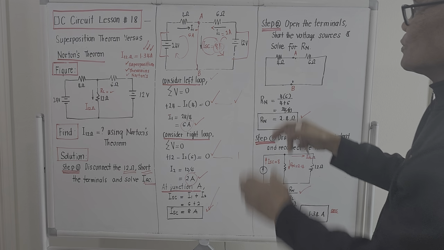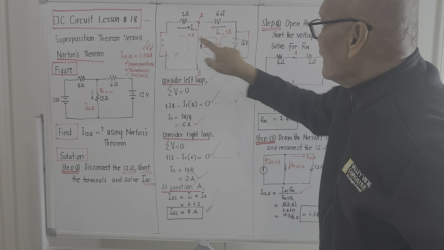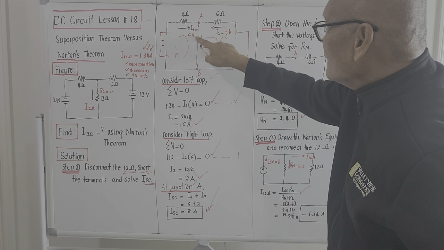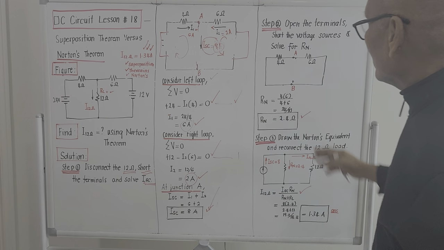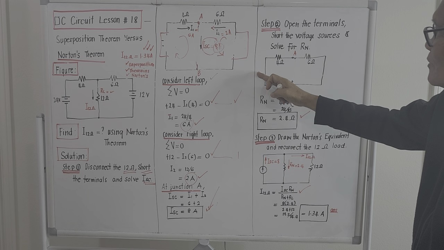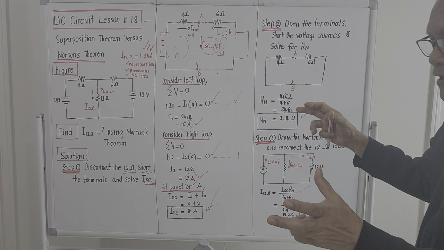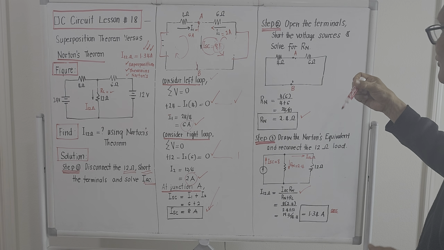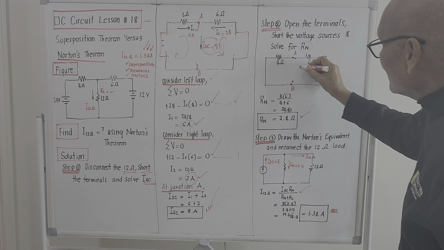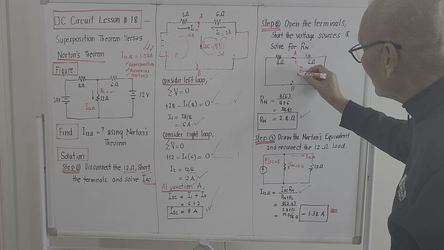So if we try to short it out, this will be gone, and this will be gone, right? This is now open. So what will come out will be just something like this. We short out voltage source number 1, we short out voltage source number 2, we open terminals, we will be solving for the value of R sub n, the open circuit Norton's voltage. So I place it here, the value across the terminal should be R sub n.